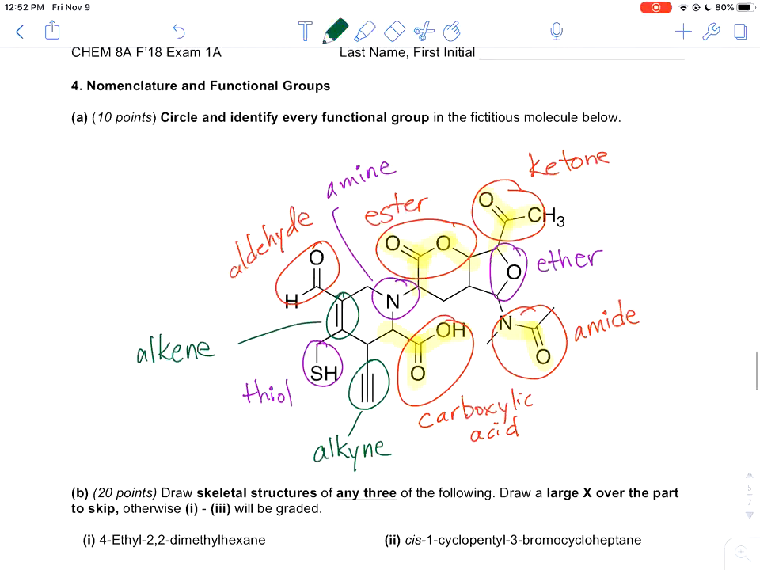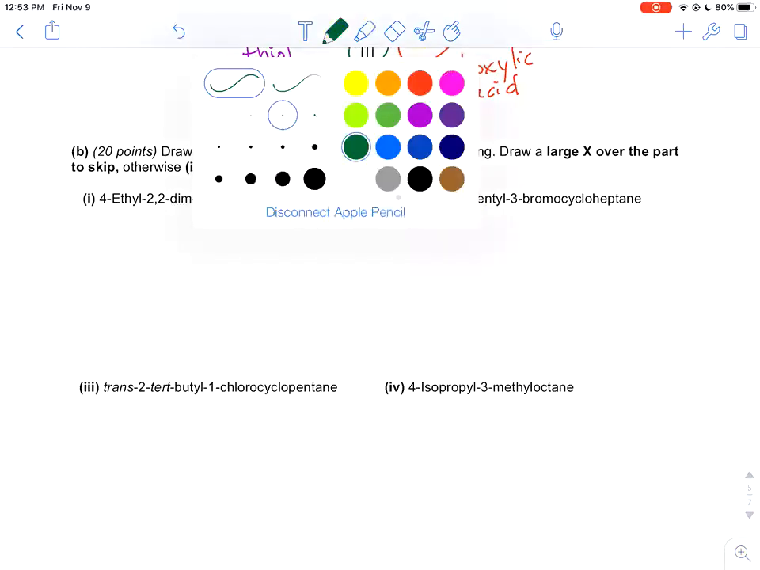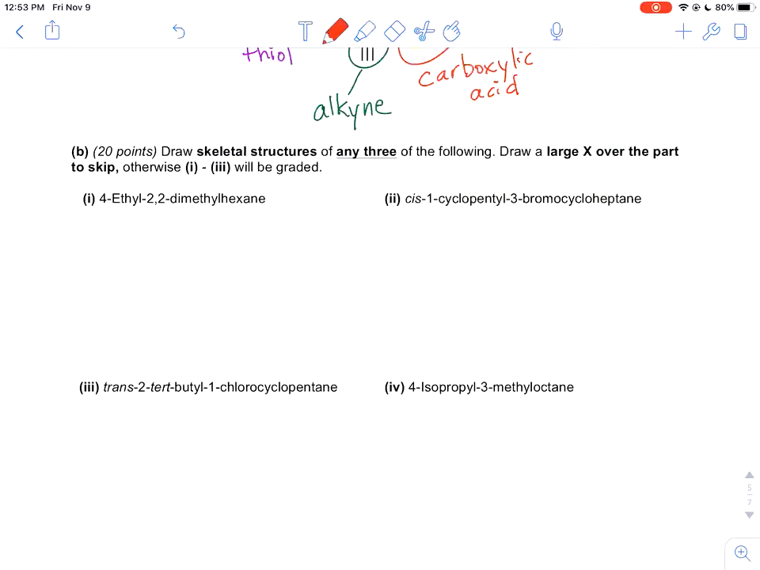The next part is nomenclature. You're going to draw skeletal structures for any 3. I'll go ahead and do all 4. We start by doing the parent name, hexane. 1, 2, 3, 4, 5, 6. Numbering it is always cool. We have an ethyl group on 4. An ethyl group is 2 carbons, and 2 methyl groups on carbon 2.